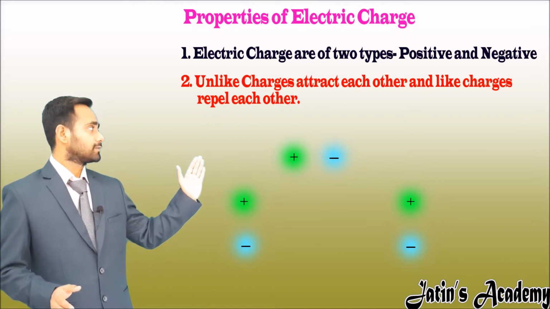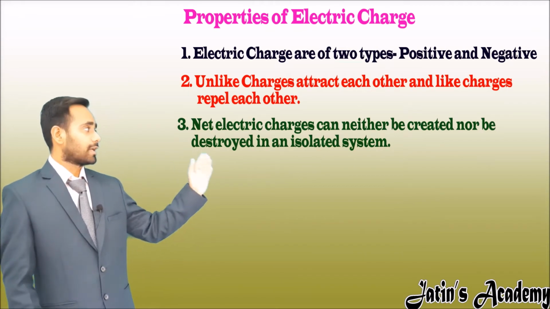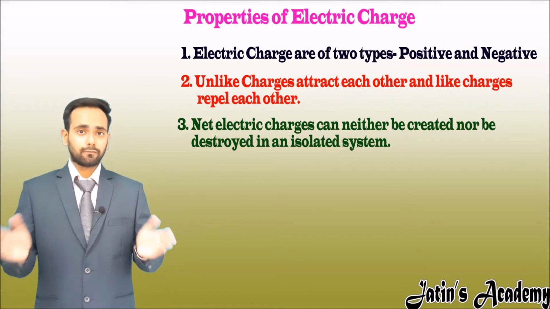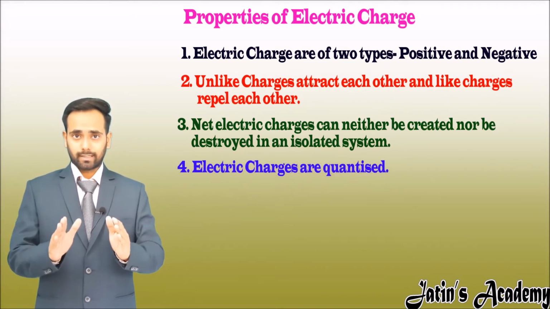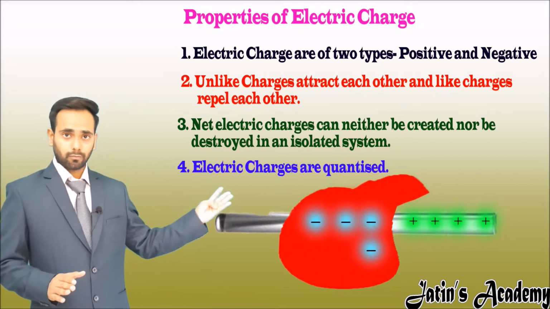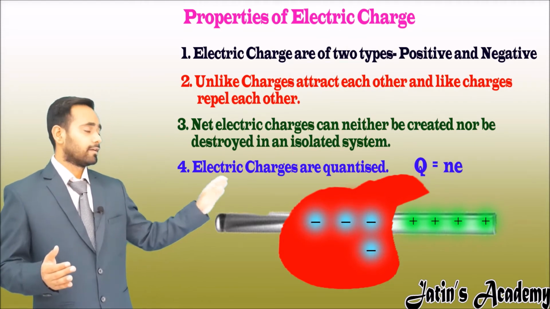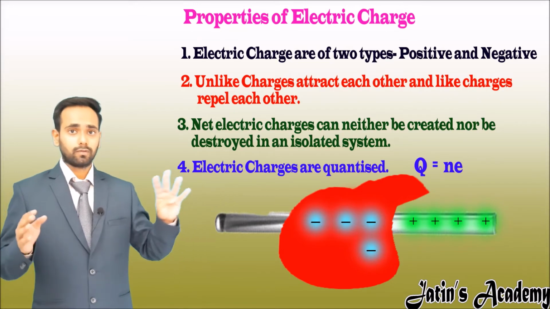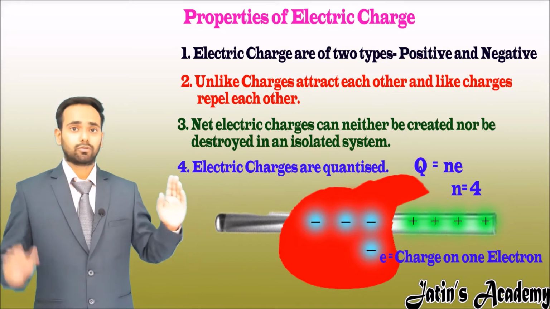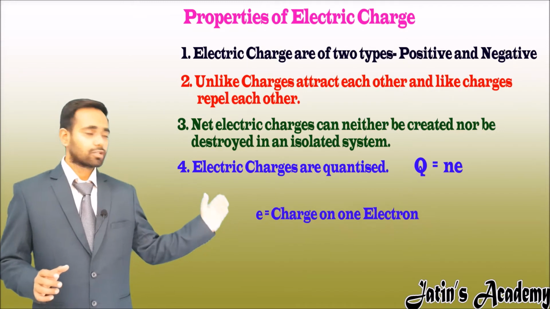Our third point is based on the law of conservation of charge. It means charge can neither be created nor be destroyed in an isolated system. And our fourth point is that charge is quantized. It means, for example, the glass rod loses 4 electrons. So the total charge transferred is Q equals Ne. Here N is the number of electrons moved, here N is 4, and e is nothing but the charge on 1 electron. So the total charge we get is 4 into e. Here e signifies the charge on the electron.